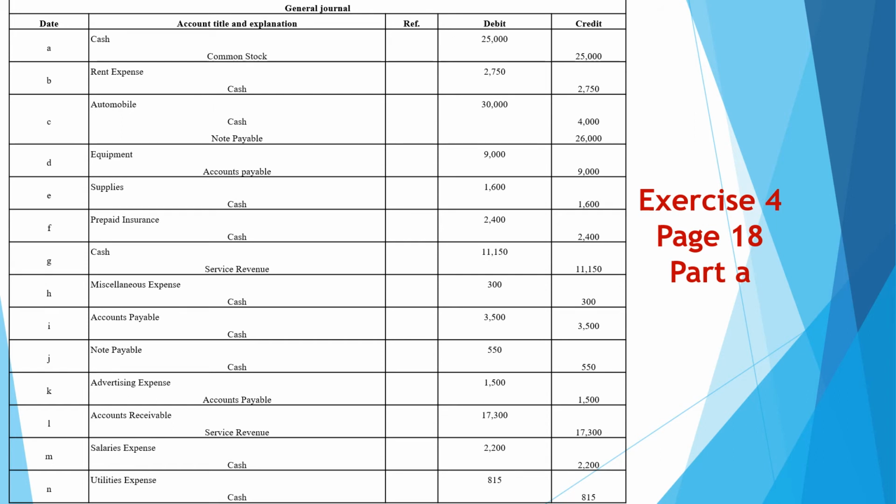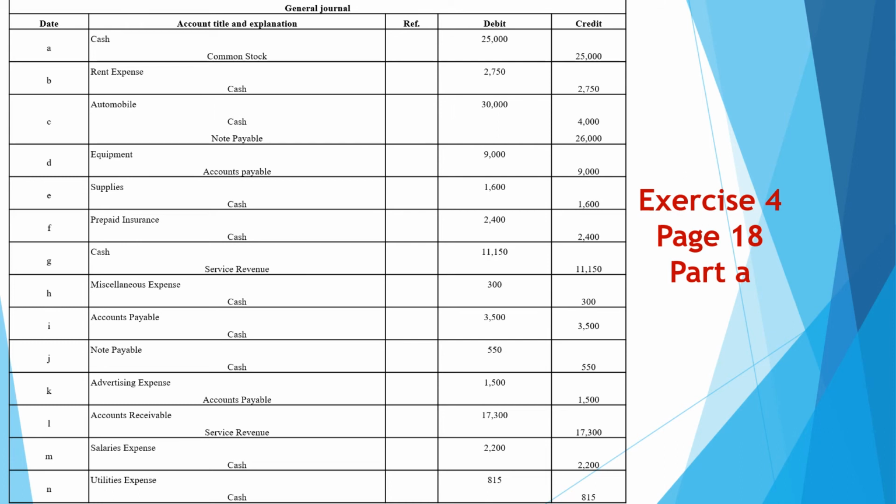Transaction D, purchased office and computer equipment on account for $9,000. Now we have the office and the computer equipment. They are recorded under the account equipment and they are fixed assets. So when we purchase this equipment, the equipment account will increase and it is recorded in debit since equipment is an asset and has a debit normal balance.